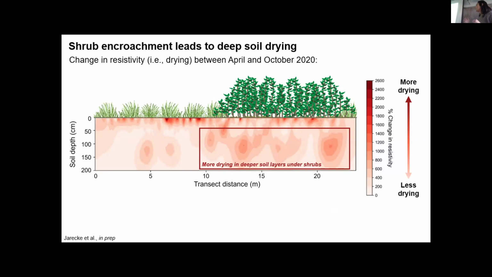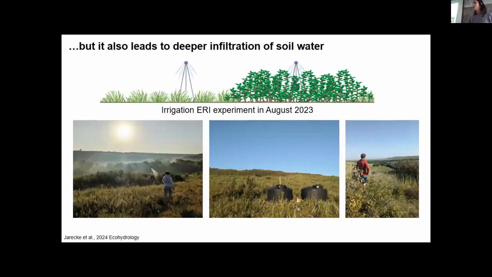So this work links up with what we see with long-term neutron probe soil moisture records at Konza, and just shows those zones of deep soil drying that we're getting under the shrubs. But with this same technique using electrical resistivity, we can also look at how shrubs are impacting infiltration. So we're seeing that they're simultaneously drying the soil over long periods of time, and they're increasing infiltration to deeper soil layers, which is a little bit paradoxical.